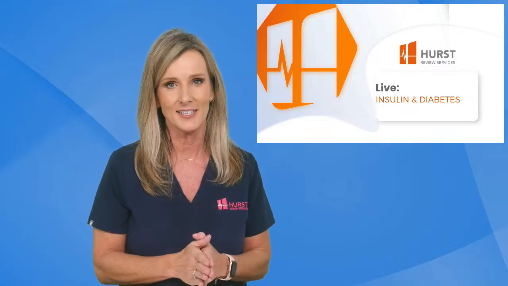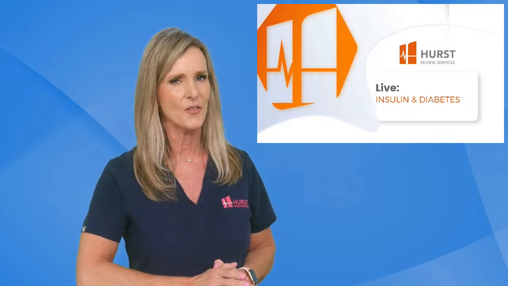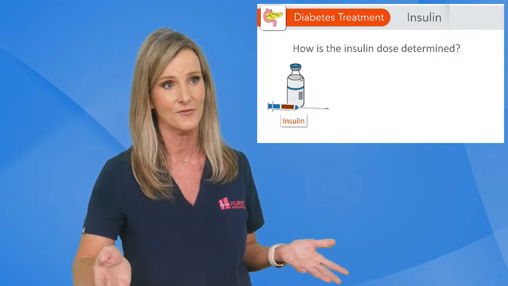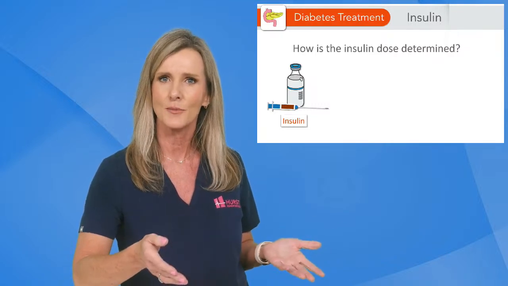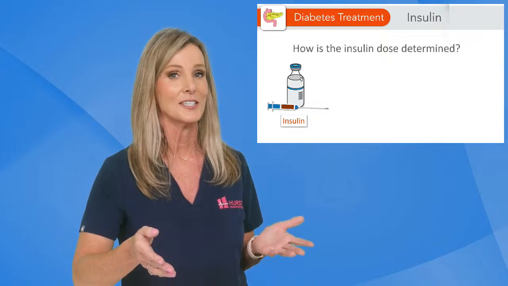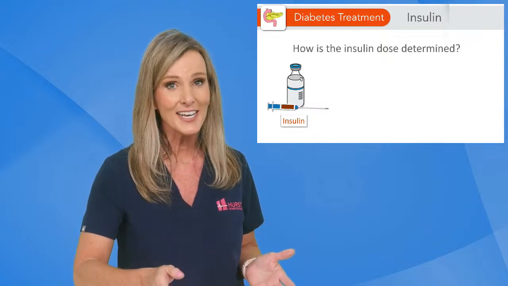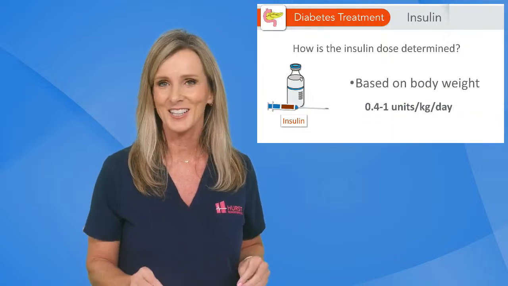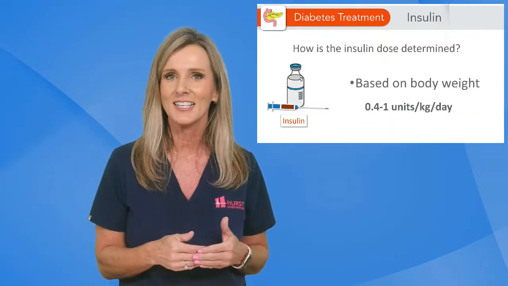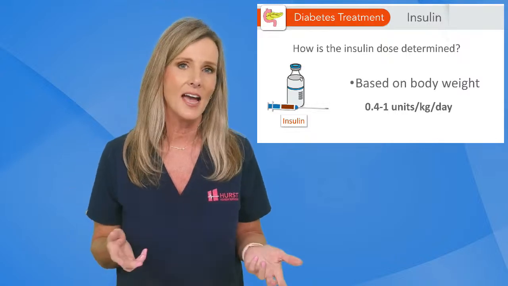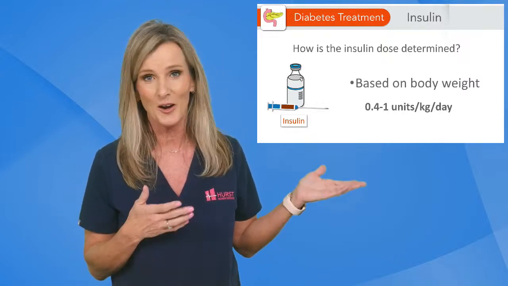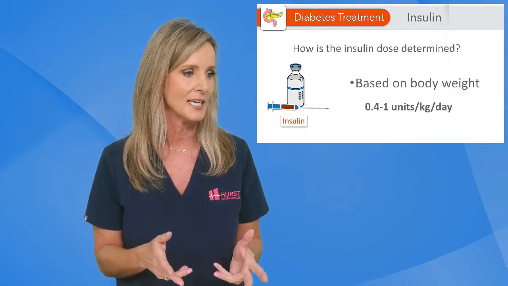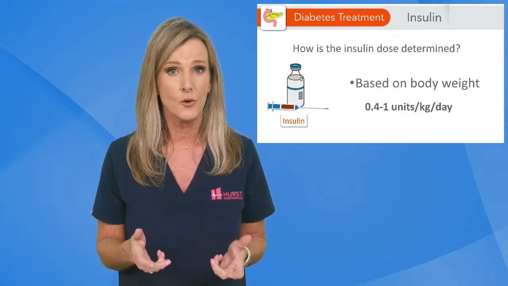Let's talk about insulin. Have you ever wondered how they determine what is going to be that initial dose of insulin for the client? Well, if you didn't know, initially it's going to be based on their body weight. That's exactly right. And the average adult dose of insulin is anywhere from 0.4 to 1 units per kilogram per day.